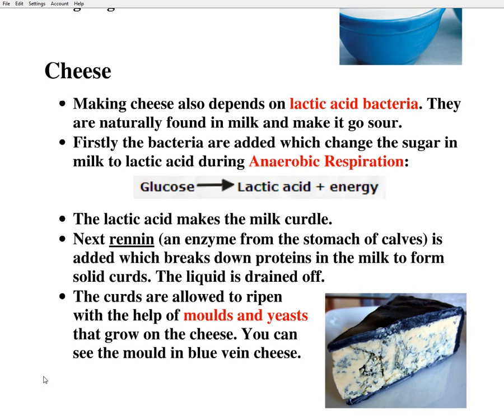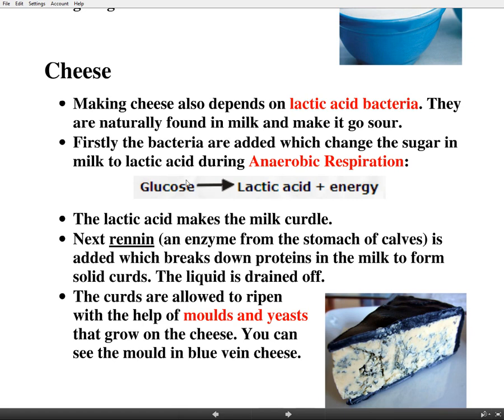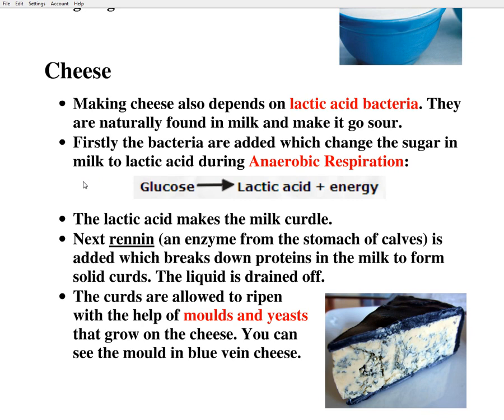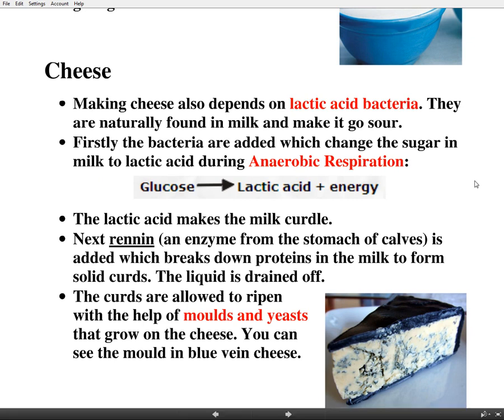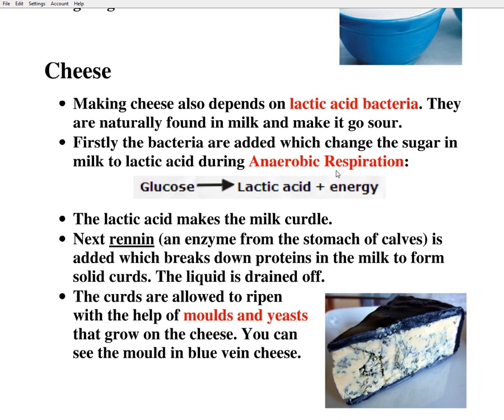And so these bacteria can be added, again, to change that sugar in milk, that lactose, so again this should really say lactose sugar, into lactic acid and energy. So that's the energy they use to live and grow. And again, this is an anaerobic respiration. So this is usually done in a salty water mixture, in a brine, or the cheese is covered in a wax. And these all help to prevent oxygen coming in contact with it.